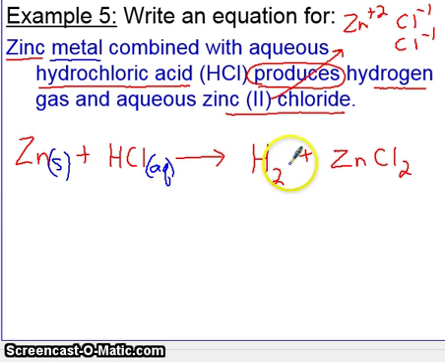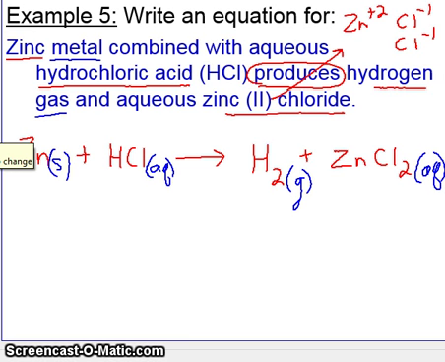Next, we will have hydrogen. Now we know that hydrogen is a gas. It's also pointed out in the equation itself. So we'll put a G here. And finally, zinc 2 chloride is also aqueous. So we'll put AQ at the end. Lastly, we have to make sure we balance the equation. From now on, it's a good idea to make sure any equations that you write are balanced. So let's go ahead and see how we should balance this one.